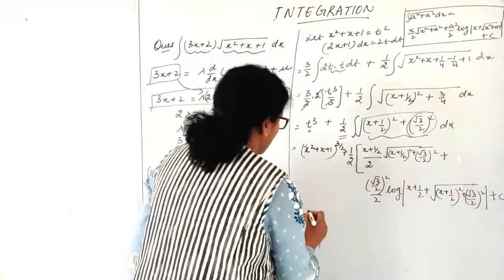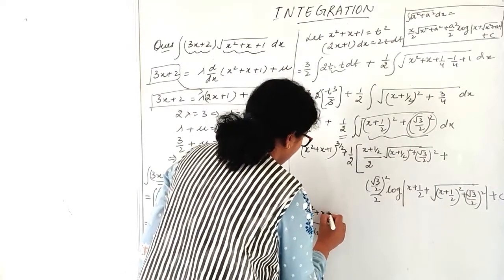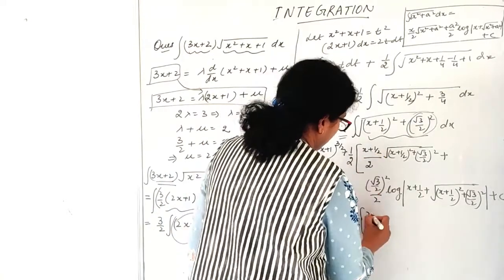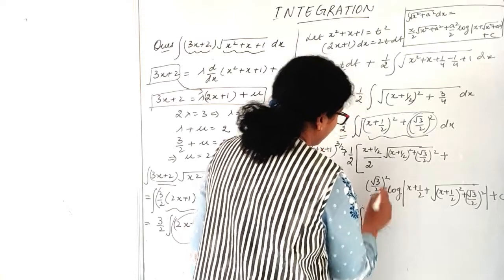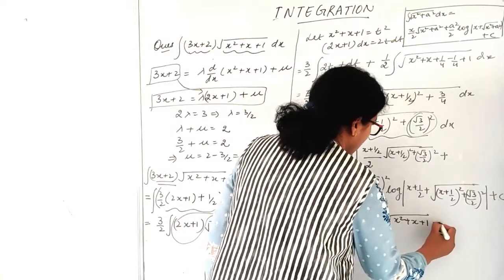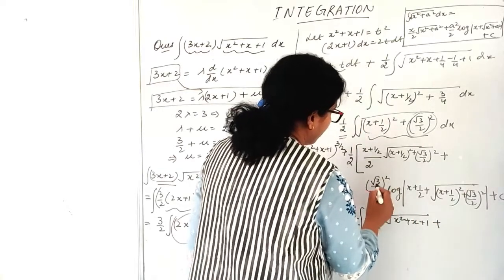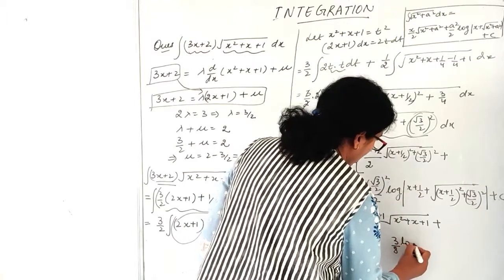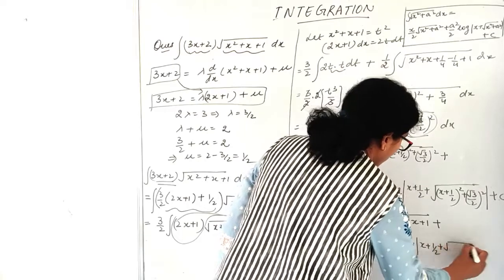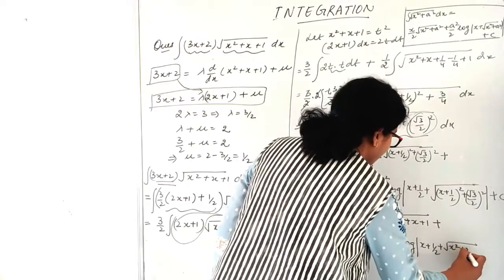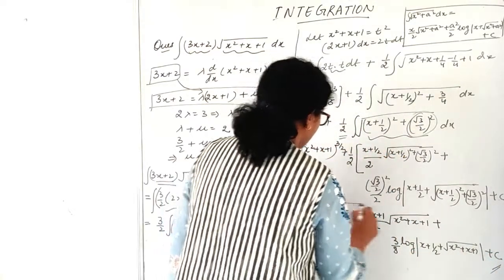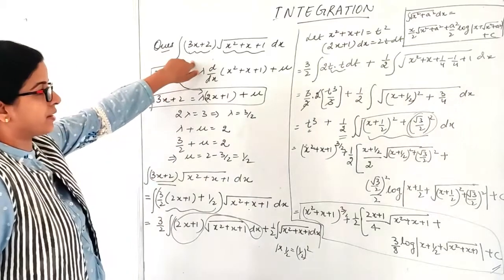Now we will solve it. So what am I getting? x square plus x plus 1 to the power 3 by 2 plus 1 by 2. This will be 2x plus 1 by 4, it will become root. If you solve this part, you will get x square plus x plus 1, right? Plus, now this part will become 3 by 8, okay, log. This we will leave as it is, x plus 1 by 2. And this under root part, if you solve again, you will get x square plus x plus 1 plus c. So this is the required answer for this integrand.